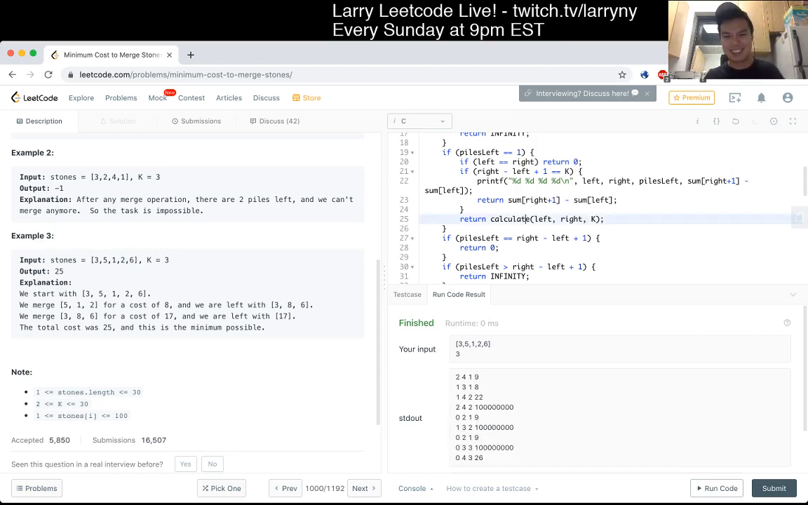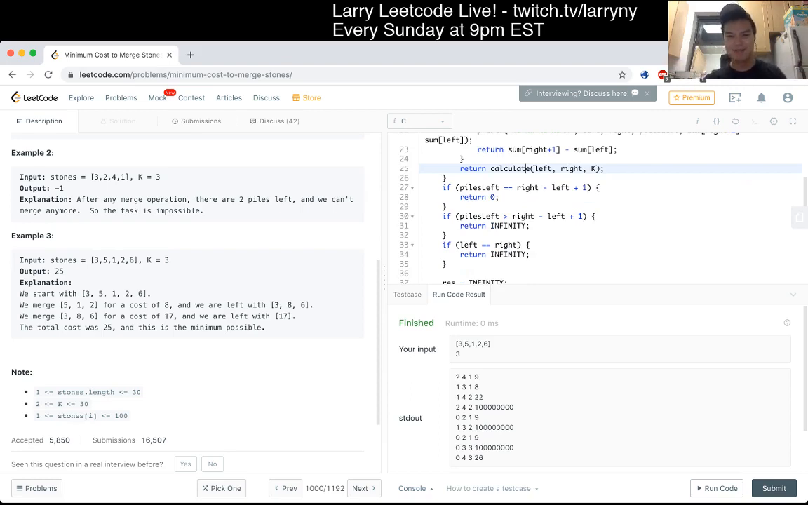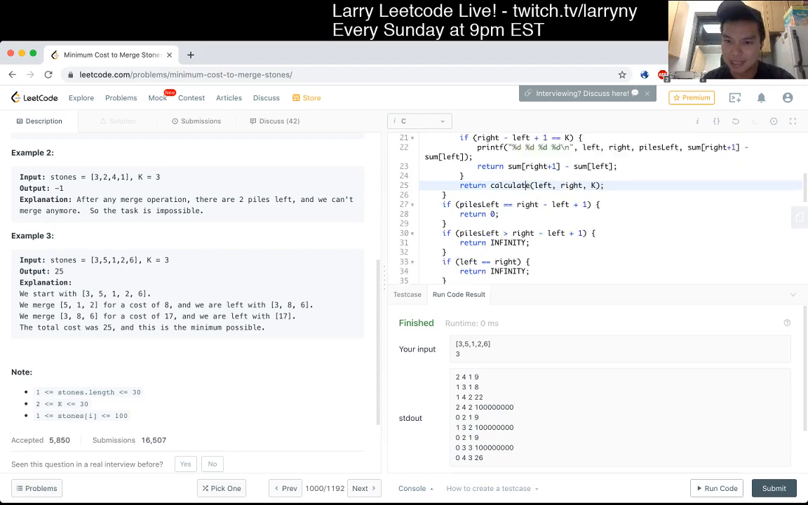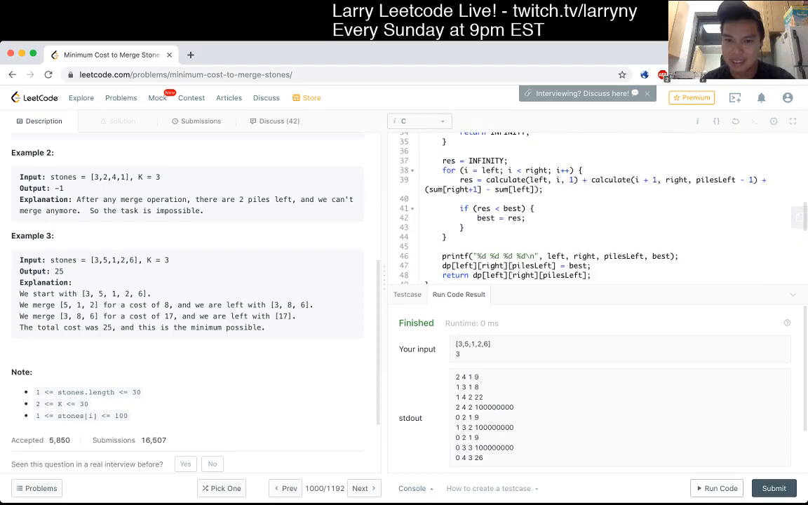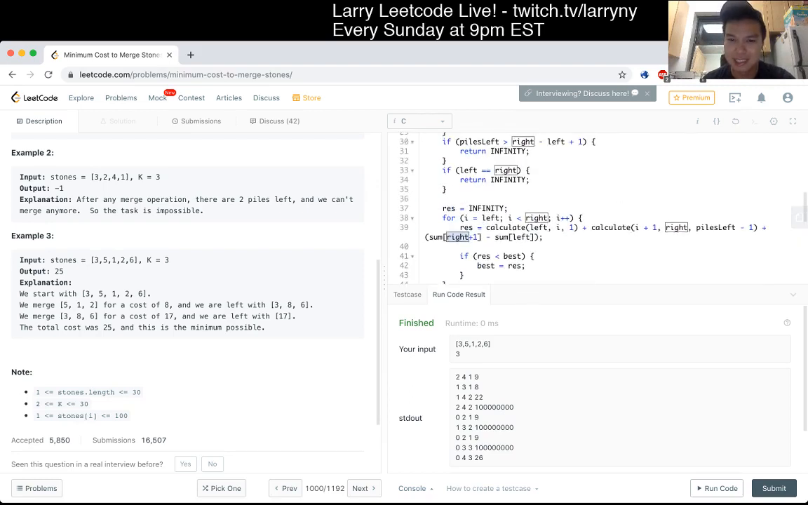Oh my gosh. This is dumb. I'm dumb. That's not the cost, is it? Because then that's just a constant. What is the cost of merging things?